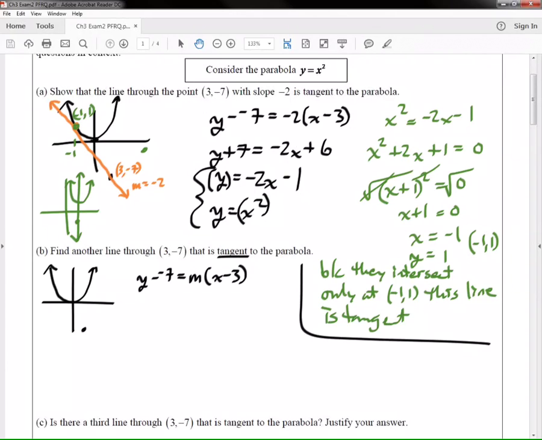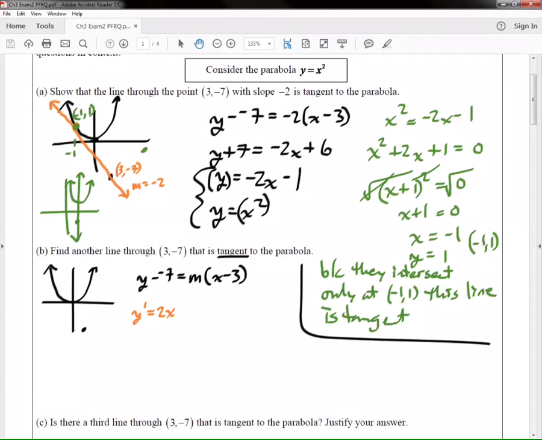Now, we don't know the slope, but we do know the slope, kind of. We know what this slope has to satisfy. We know that this slope has to satisfy y prime. And what's our y prime of this curve?